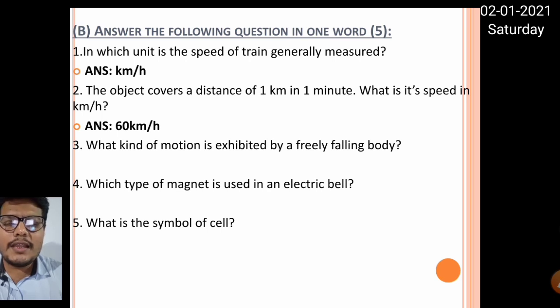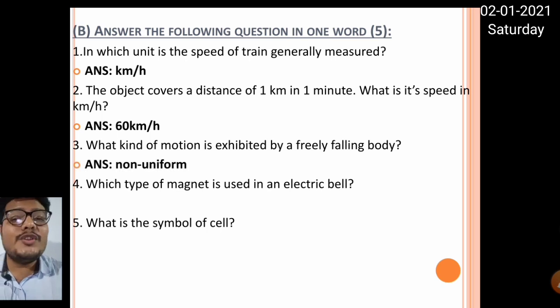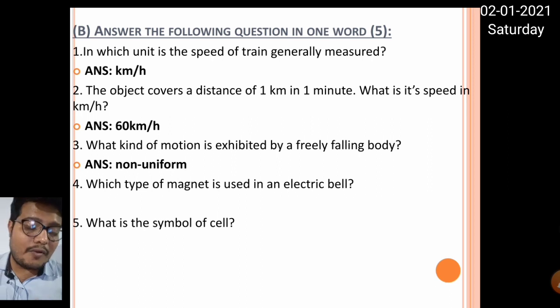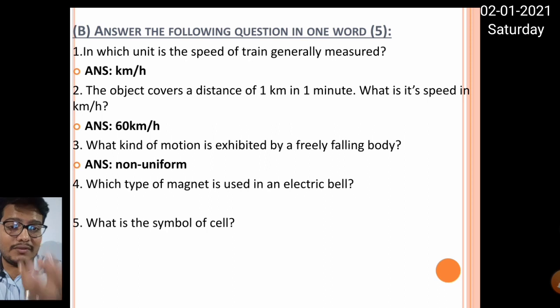Number 3, what kind of motion is exhibited by a freely falling body? A freely falling body can fall anywhere, right? So what will be our answer? Non-uniform motion. It is not uniform motion, right? It can fall anywhere. In any kind of it, we cannot determine a proper speed.